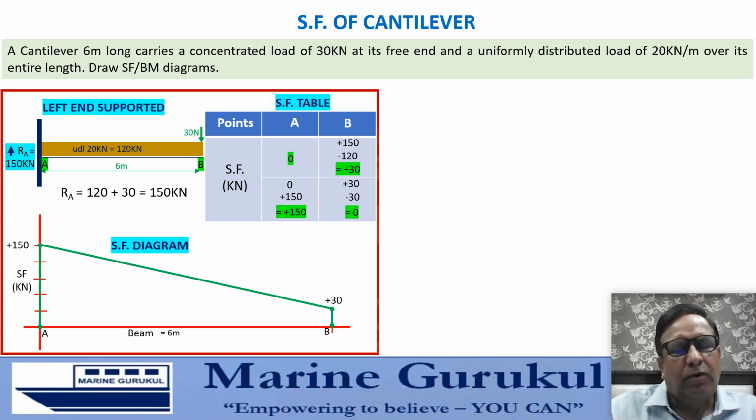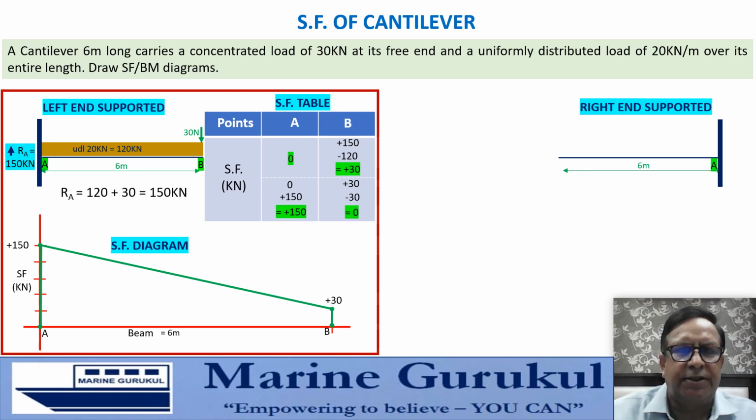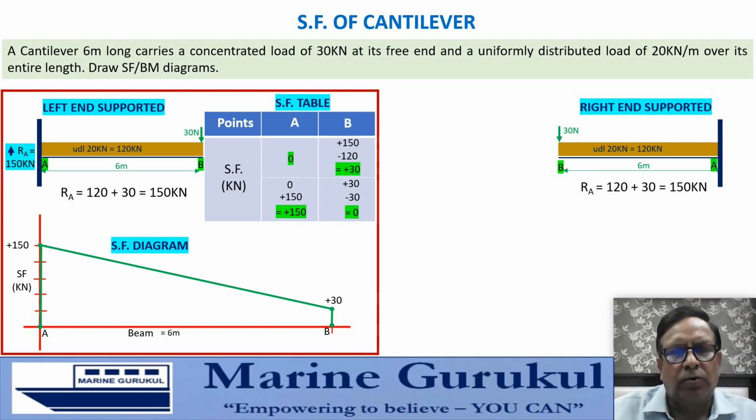Now we'll go on to see how the same SF diagram would look when we have the right end supported. We start with making the cantilever diagram with the right end supported. You can see the diagram coming up. Again, end A is supported and B is free, so A has gone to the right, B is to the left of A, with UDL on top and the concentrated load at the free end B. The total reaction at the fixed end A can be seen in the diagram.